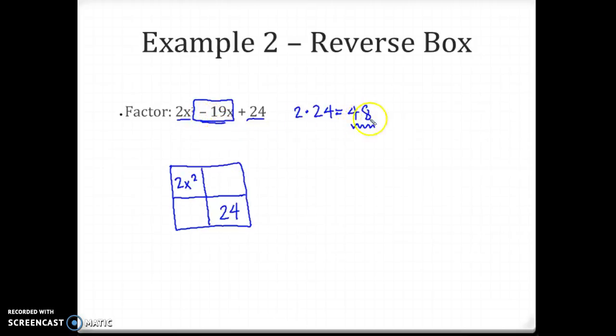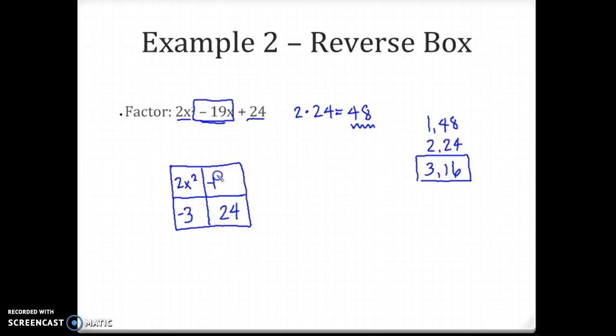And if I think about some of my factors, you've got 1 and 48, 2 and 24, 3 and 16, and then I notice 3 and 16 can give me a 19 if they're both negative. So I'm going to put in a negative 3 and a negative 16.